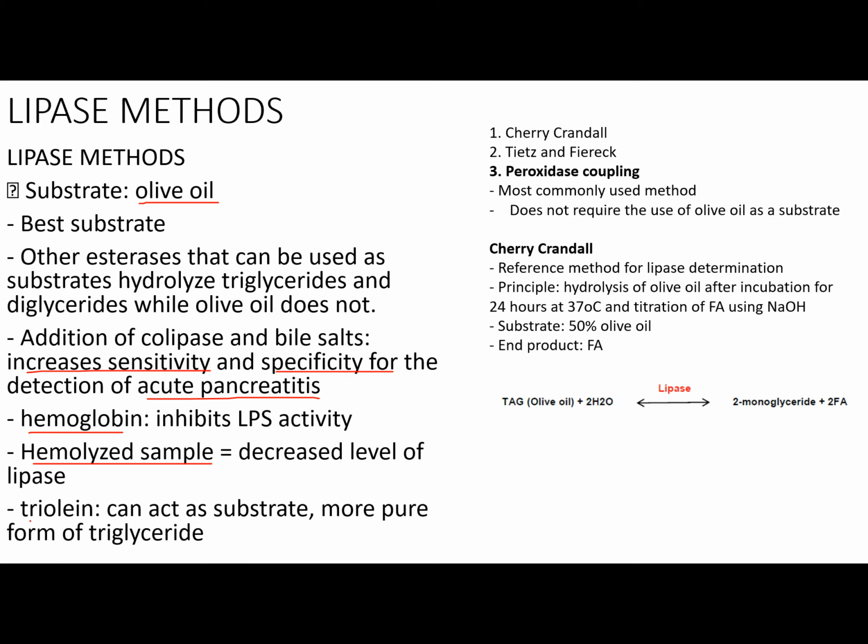Then we have your triolein. So triolein, class, could be used as a substitute for olive oil. It could act as a substrate and is a more pure form of triglyceride. So kung walang olive oil na available, you could use triolein, class. So these are the methods used.